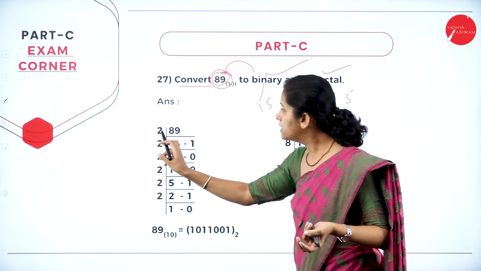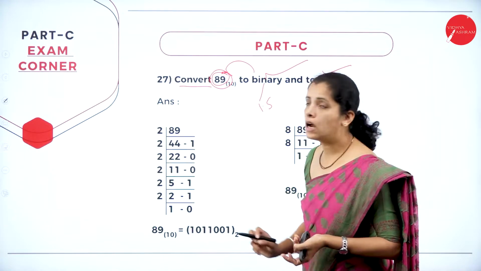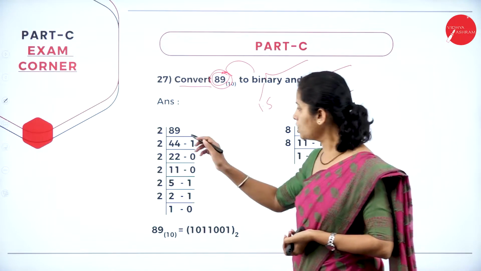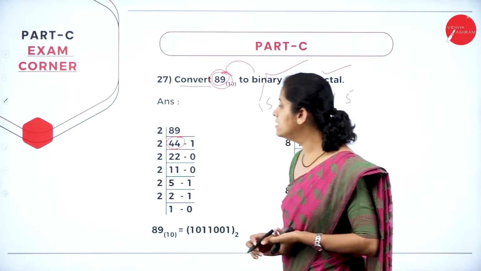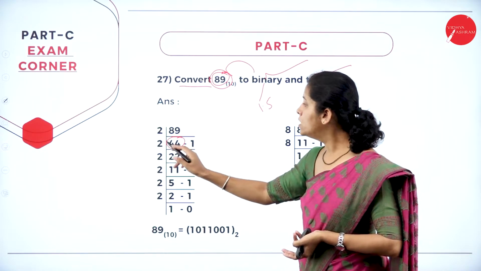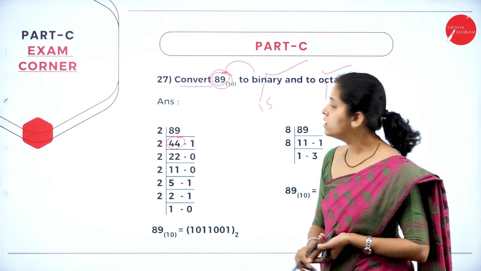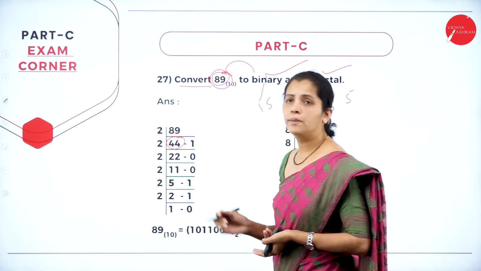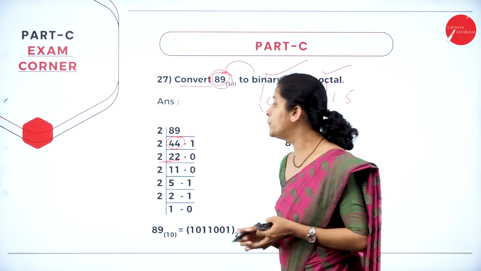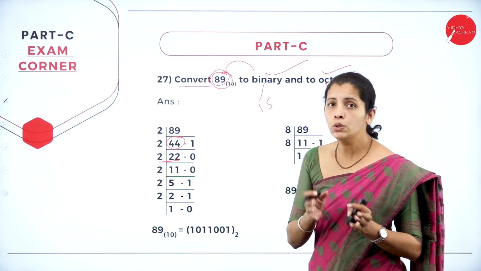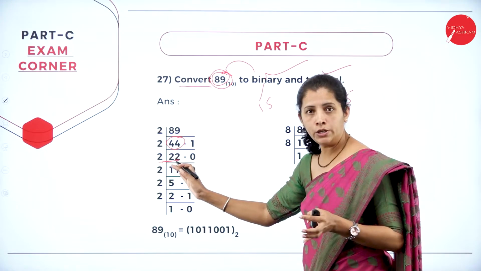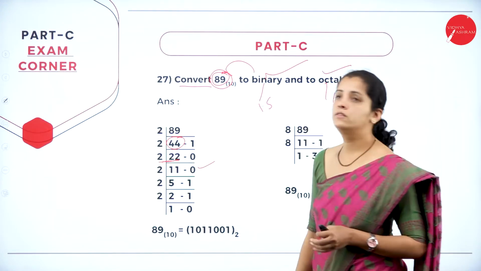So it is 2 4s are 8, then 1 remainder. Once again I am going to divide this 44 by 2. 2 2s are 4, 2 2s are 4, remainder is 0. Once again I am going to divide 22 by 2, that is 2 11s are 22, remainder is 0.